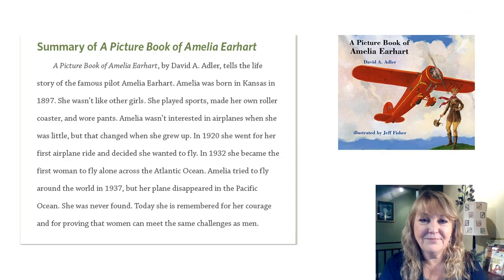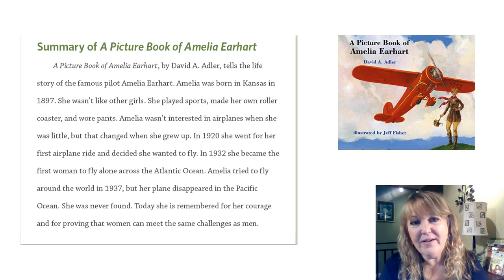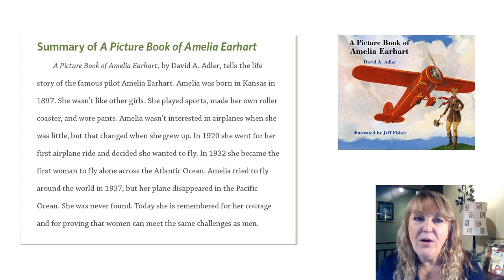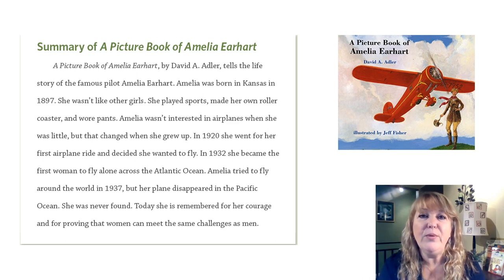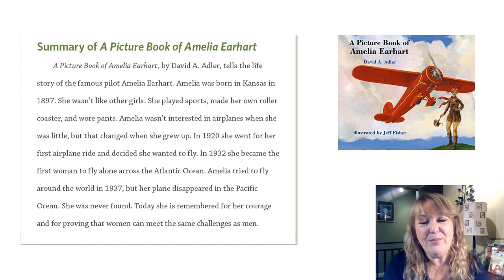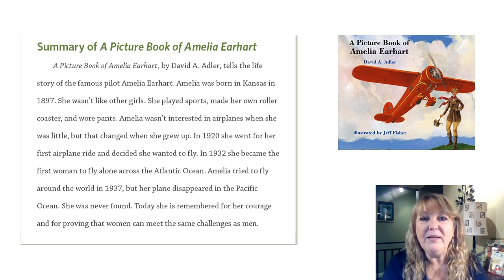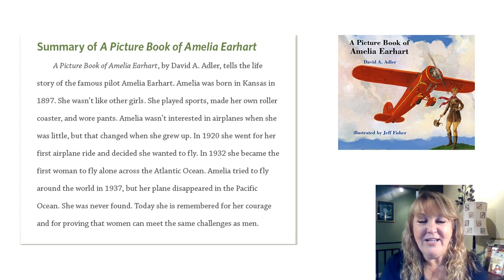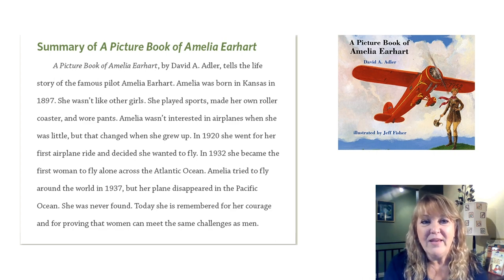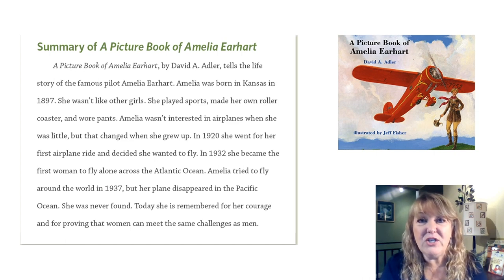Let's get started. For those of you that have been following along in our lessons, you'll recognize this summary of A Picture Book of Amelia Earhart. We're going to take a look at it again today to help us think about what are some of the important parts that we need to include in a summary. And we'll think about those as we start to build our summary of The Boy Who Harnessed the Wind. I'm going to go ahead and read this summary to you out loud. I believe there is a copy of it in your packet if you'd like to read along as well. And I want you to be thinking about what are the components or the information in this summary. All right, here we go.